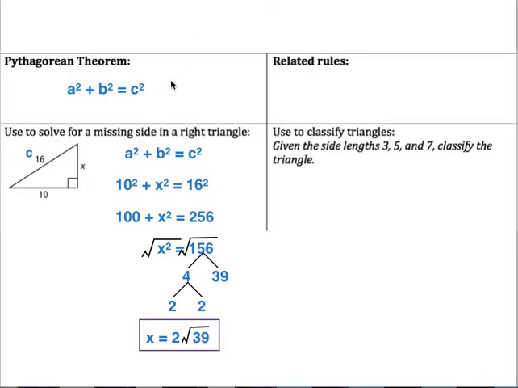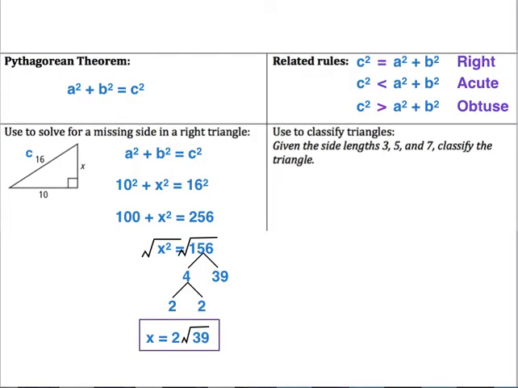There's a couple related theorems, for example, the converse of Pythagorean theorem, that uses the same concept, but to identify what type of triangle you have instead. So here's the related rules. Go ahead and copy them down.